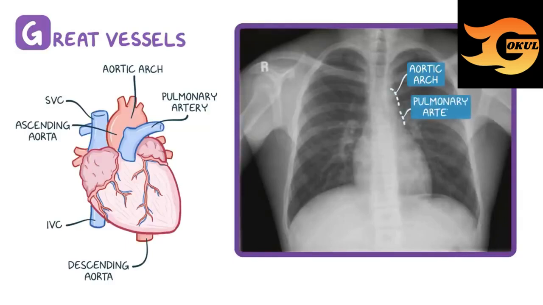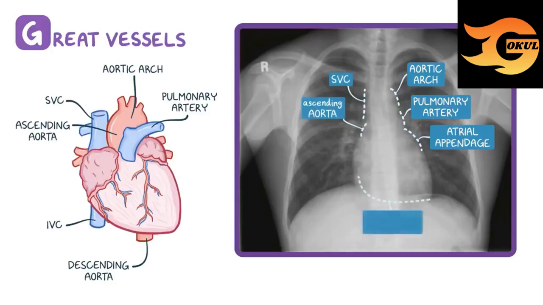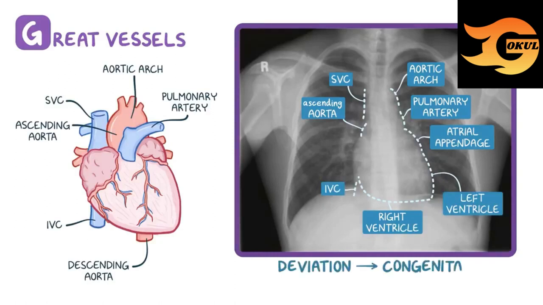Of note, since the heart is three-dimensional, the atrial appendage actually sits behind the central formation in frontal X-ray. On the right side, the superior vena cava, ascending aorta, right ventricle, left ventricle, and inferior vena cava should all be visible. Deviation may be the result of congenital abnormality or disease.